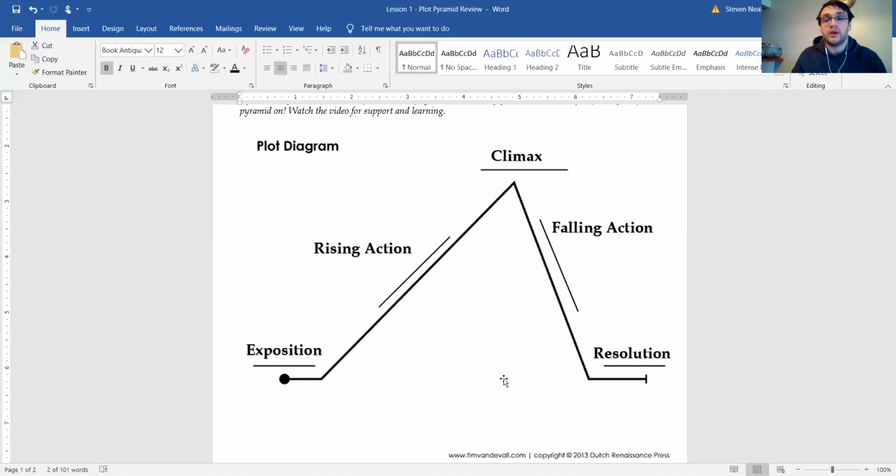Good. So we're going to start by going over the 5 steps of the plot pyramid. The first step is called exposition. The second is rising action. The third is climax. The fourth is falling action. And the fifth is resolution. It always goes in this order.